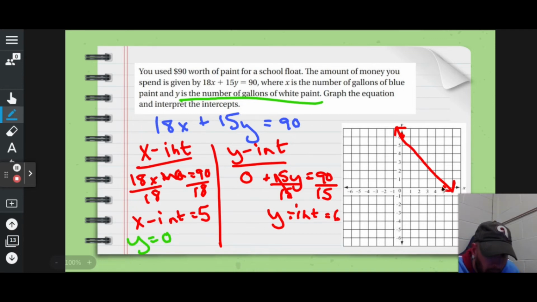The x-intercept means I would use 5 gallons of blue paint if we used no white paint. Similarly, the y-intercept means you are pretending that x is 0. And so x means the gallons of blue paint. So this says you would use 6 gallons of white paint if we used no blue paint.